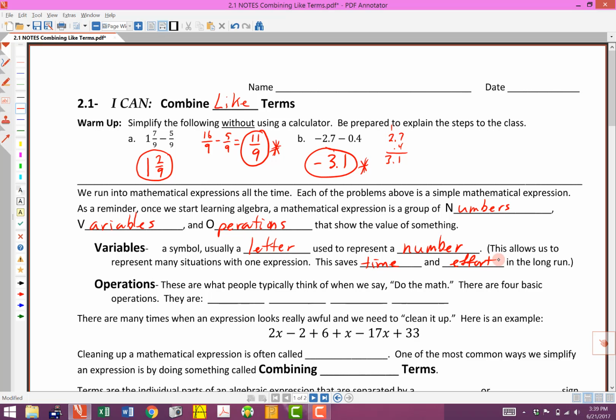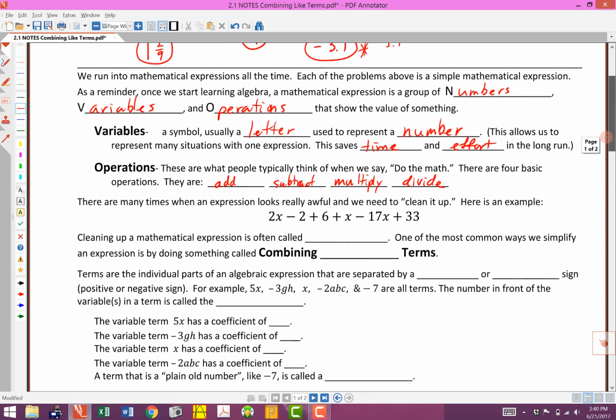All right, let's talk about operations. Operations, again, that's what we typically think of when people say, hey, we're going to do the math. There are those 4 basic operations. So we've got add, we've got subtract, we've got multiply, and we've got divide, division. Okay, so when we add, subtract, multiply, or divide, those are the 4 main operations that we deal with in math.